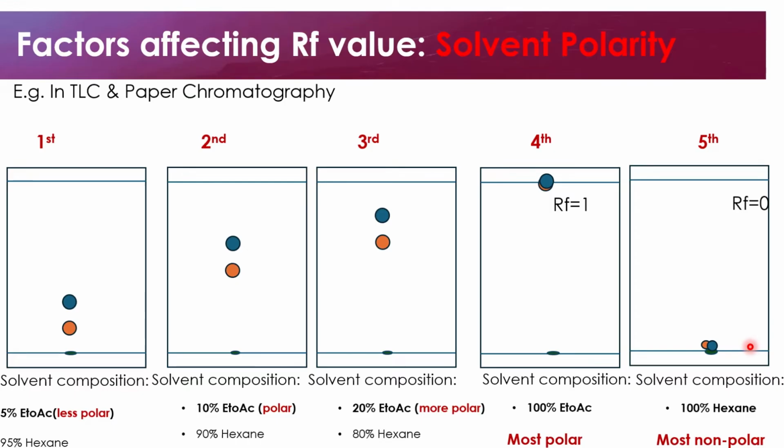And one key thing that we have to note is that the polarity of the solvent varied as a result of the different ratios of the ethyl acetate, which is a polar solvent, and hexane, which is a non-polar solvent, used. So the higher the percentage of the ethyl acetate in the mobile phase, the more polar the solvent will be.